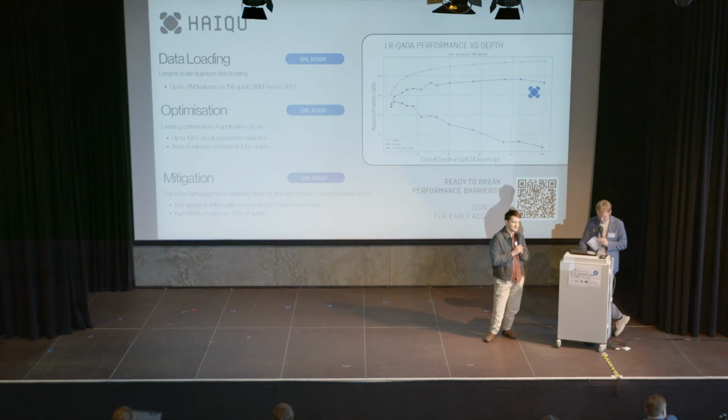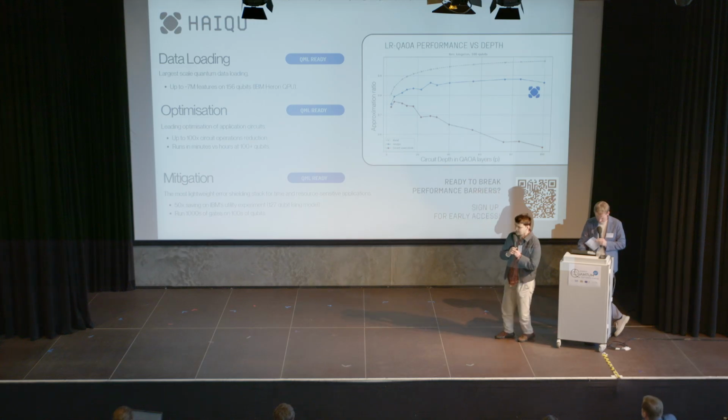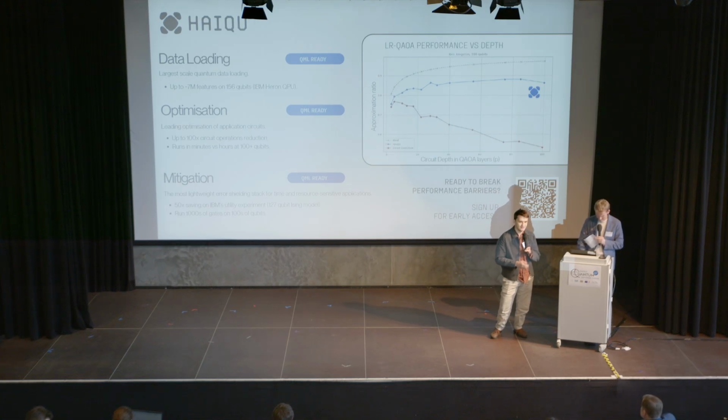Or you could use our circuit optimization, which is performant and fast, and runs out of the box at more than 100 qubits for different applications. As an example, you could see performance of LR QAA at 100 qubits and different depths. And you could see with Haiqu, you could run much more complex and performant jobs. And last but not least, you could run our error mitigation, which is lightweight and fast. And for example, you could run the IBM utility experiment with 127 qubits just on 3 credits that you got.